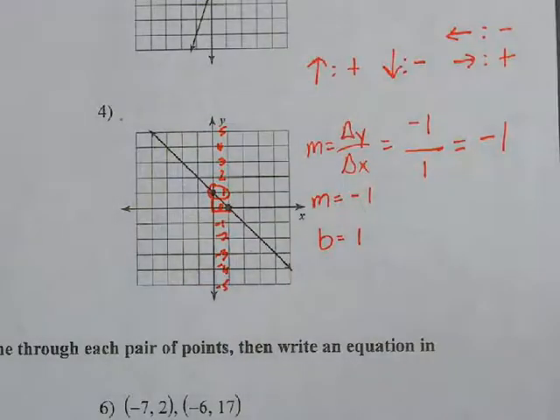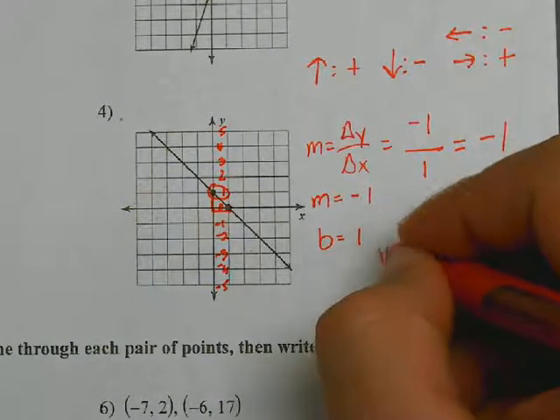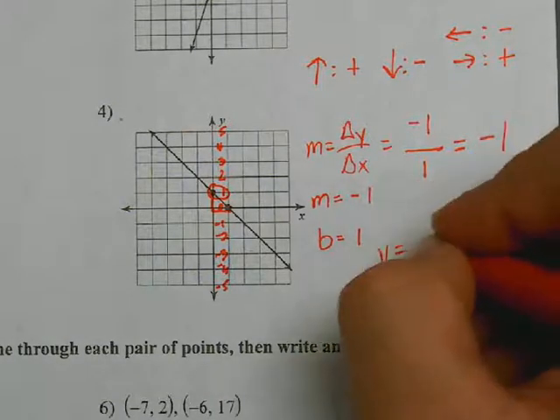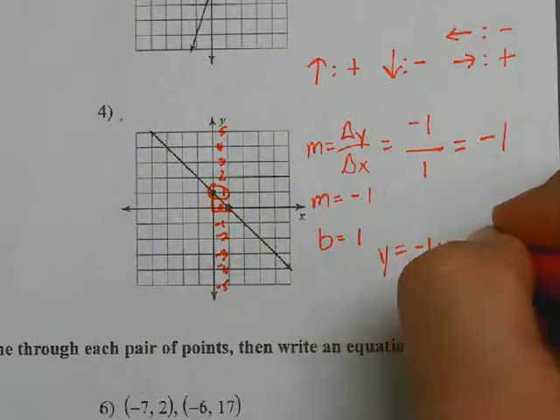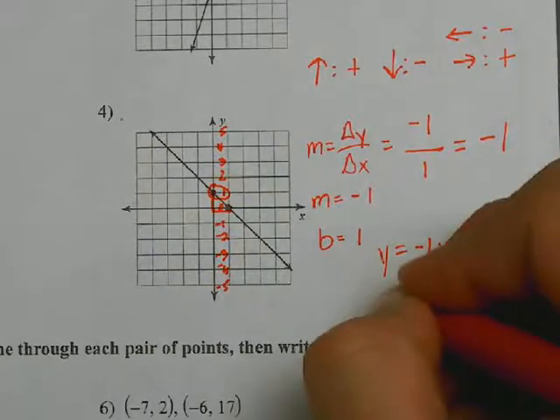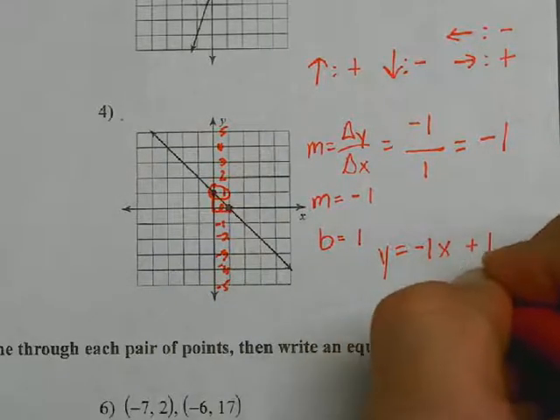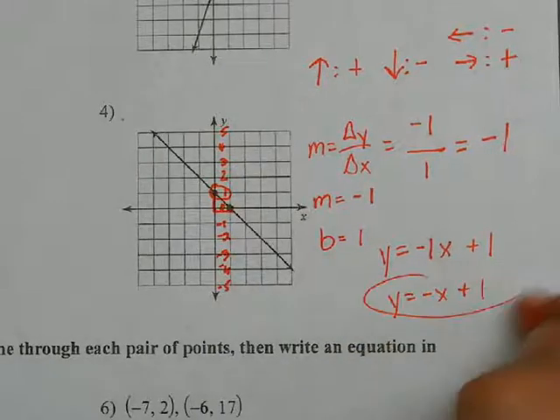Now I just have to write my final equation. Y equals negative 1x plus 1. Or you could say y equals negative x plus 1 as well. Either one of those will work. Okay.